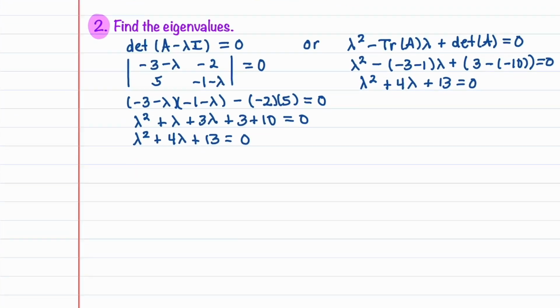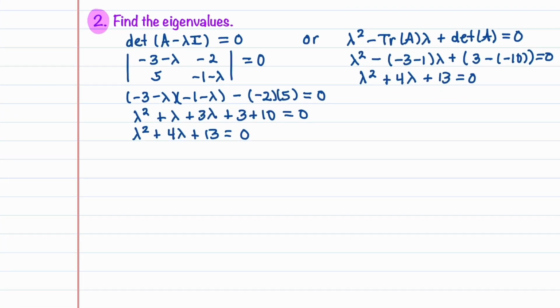Now let's go ahead and factor this. I'm going to go back over here to the left. Let's first look at the discriminant. Our discriminant here is b² - 4ac, and that's going to be 16 minus 4 times 13, which is 16 minus 52, which is minus 36. So this is negative, which means we're going to get complex roots. So we don't have to worry about factoring it.